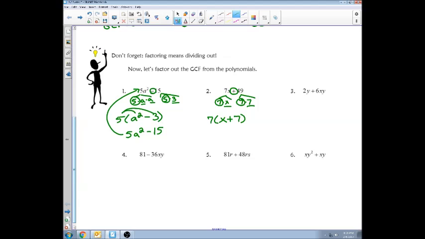Okay? On to problem 3. Let's make a factor tree. It'll be 2 times y. 6 can be broken into 2 times 3. Then I have times x times y. So they're going to share a 2. They're also going to share a y. So to take out my GCF, it would be 2y times.